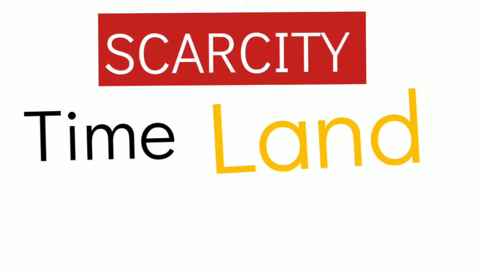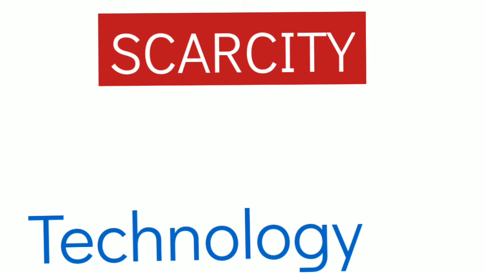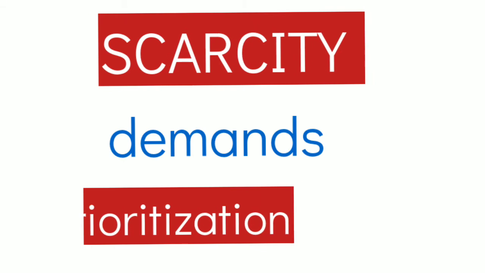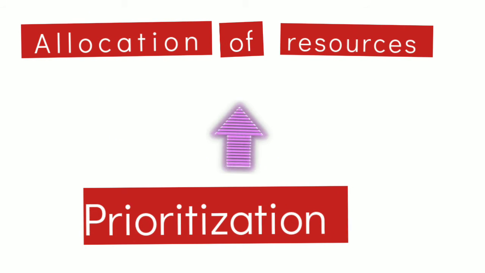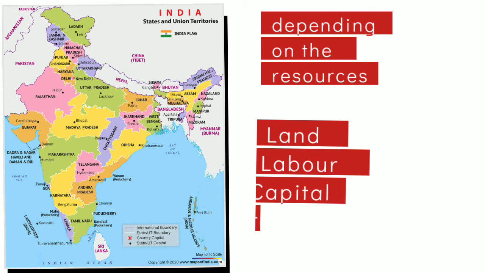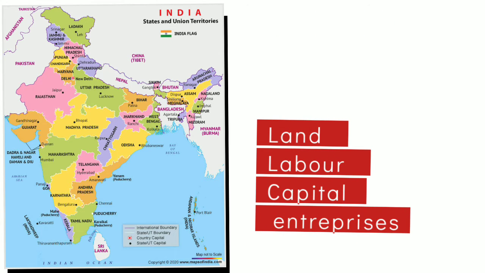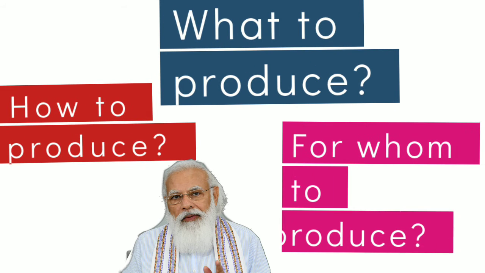The reason is because of scarcity. Our time, our land, our labor, capital, technology are all limited. And therefore, in order to judiciously use our resources, we have to prioritize things. So just like that, even a country or economy, depending on the resource availability, has to ask these three basic questions of what to produce, how to produce, and for whom to produce.